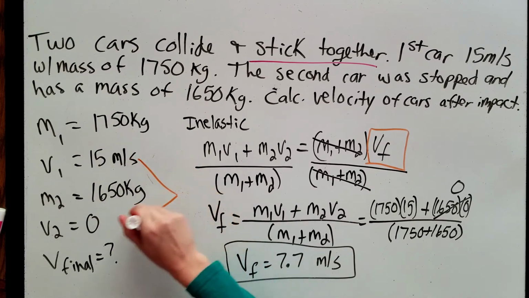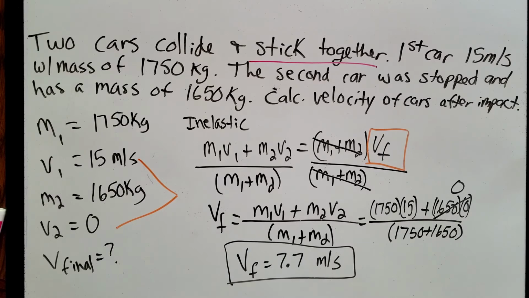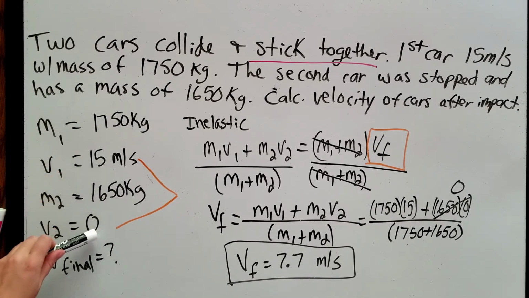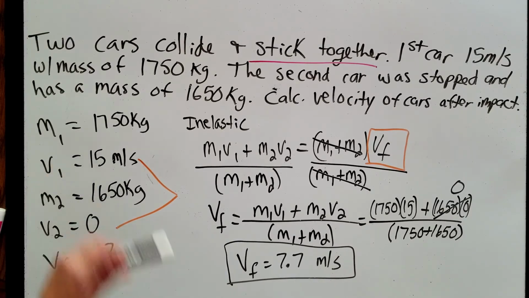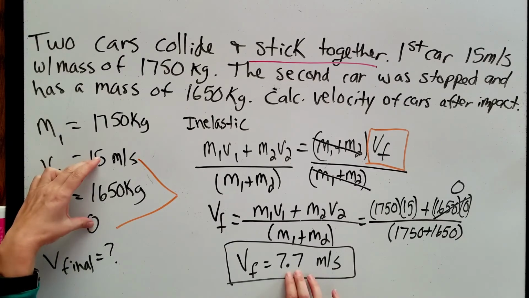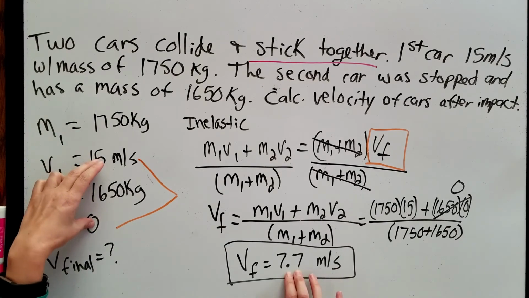So this final velocity should always be between the two initial velocities of the objects, because one is going to slow down upon impact and the other is going to speed up upon impact. So it should always be in between because you need momentum to be conserved. And since this number is between the two, I can safely say that I did the problem correctly.